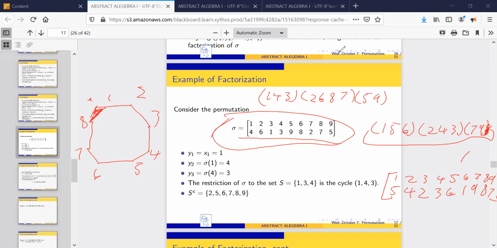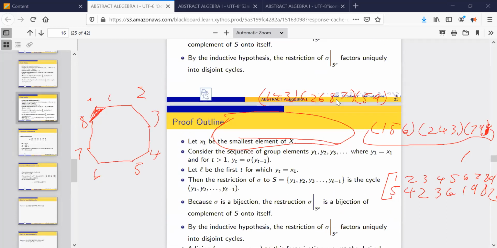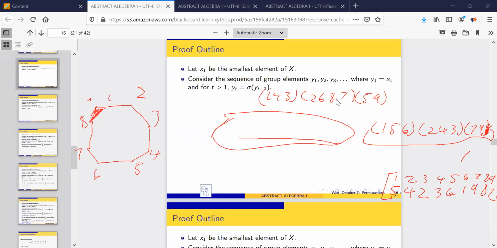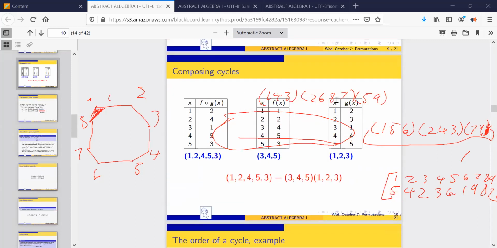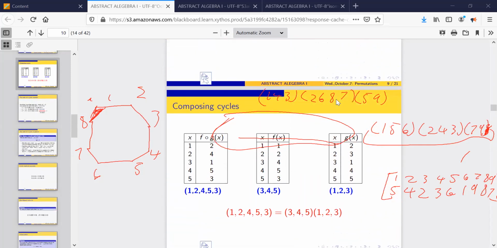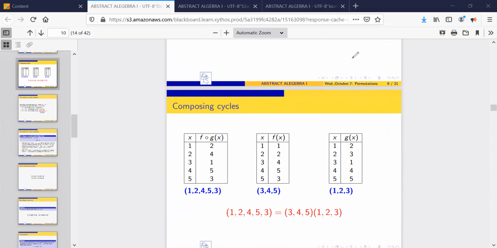Yeah, I had a question. I think on slide number 10, there was one example, and I'm not sure if it is correct. This guy right here? Yes. Okay. So I think it should be like 2, 4, 1, 5, 3. That composition of 3, 4, 5, and 1, 2, 3.